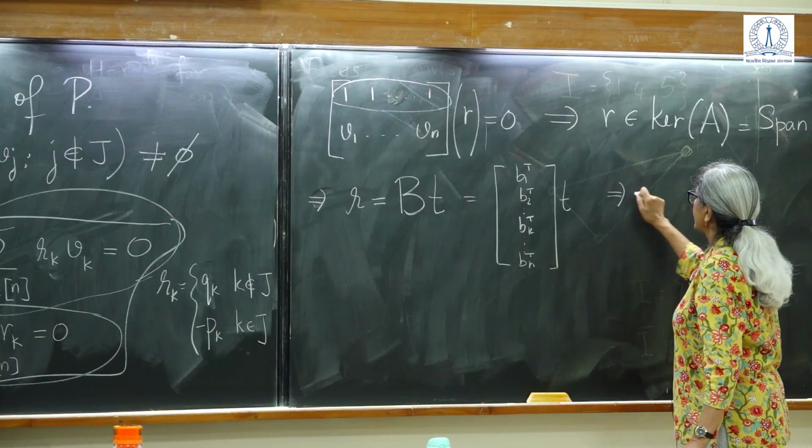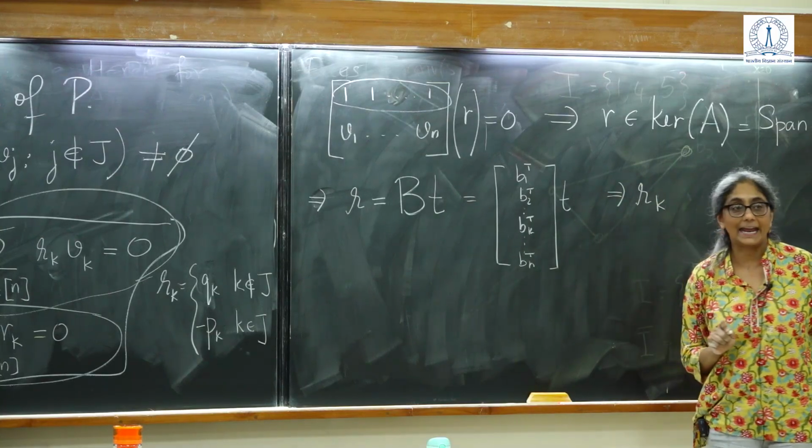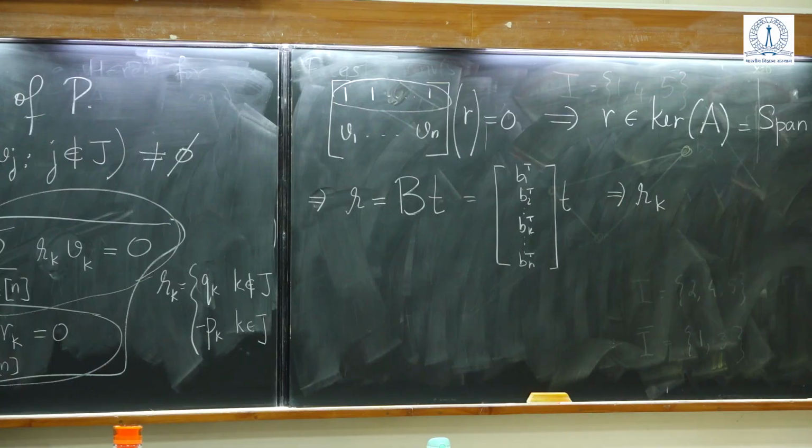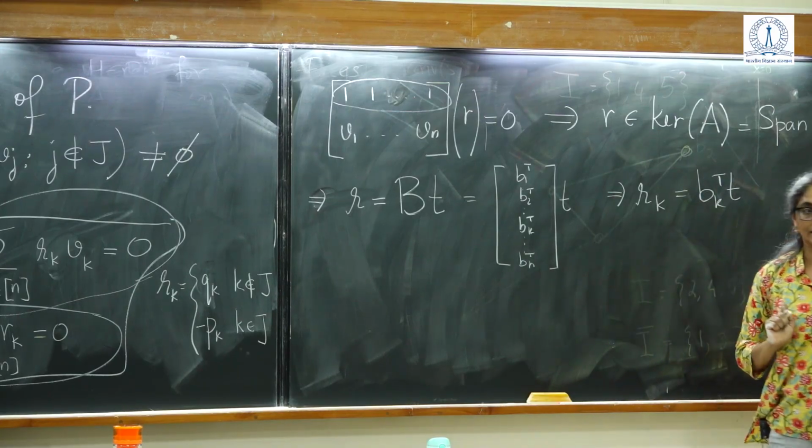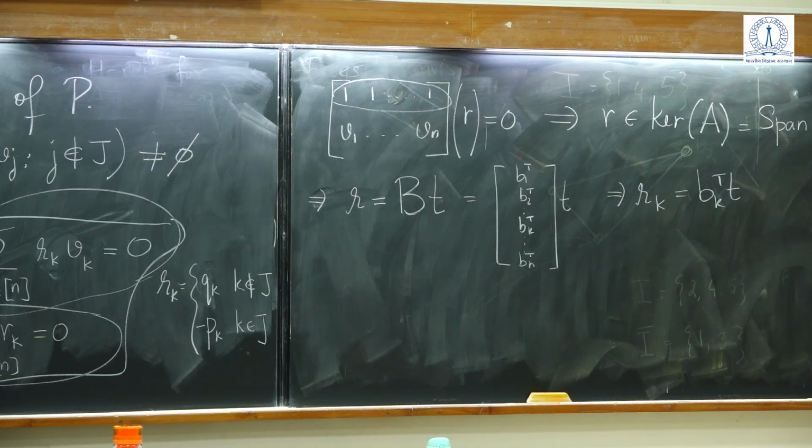So then we can exactly figure out what RK is, right? The kth element of R is going to be BK transpose T. So it's this little B vector, the row vector, times T. T is fixed. When I give you R, you can uniquely solve for T, because we have a basis for the null space. You okay? Yeah. Okay. So we have this, and this is true for all K from 1 to N.